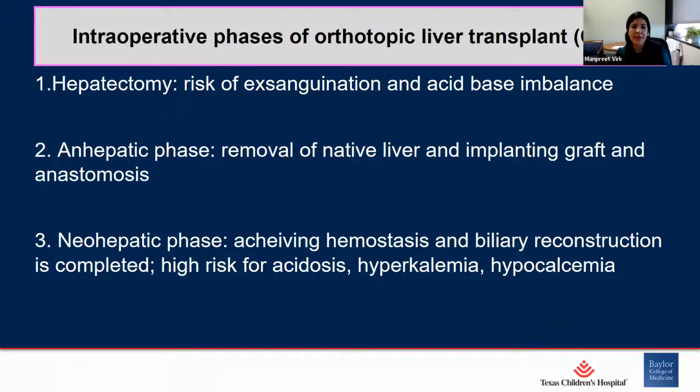Now, I want to talk a little bit about the intraoperative phases of this orthotopic liver transplant. There are 3 different phases. First one being hepatectomy, where the risk of exsanguination and shock, as well as acid-base imbalance, is very high. Then there's the anhepatic phase, where there's removal of the native liver and implanting the graft, as well as completing the anastomoses. The last one is the neohepatic phase, where there's achieving hemostasis, as well as biliary reconstruction is completed. And this is the phase where there's high risk of reperfusion syndrome, as well as acidosis, hyperkalemia, and hypocalcemia.